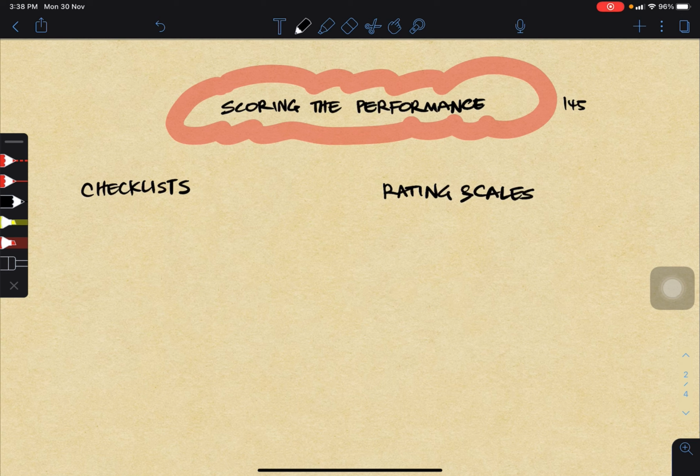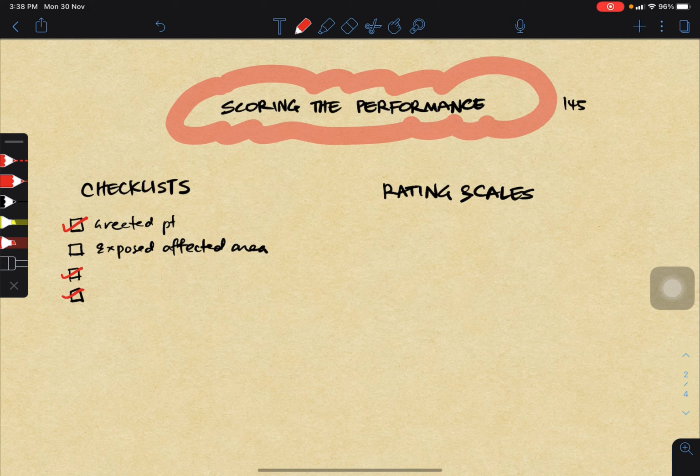So you have this list there with the box, greeted patient, exposed affected area, and things like that. Okay, so either done or not done. It's done this, done this, done this, things like that. Okay, this is a checklist.